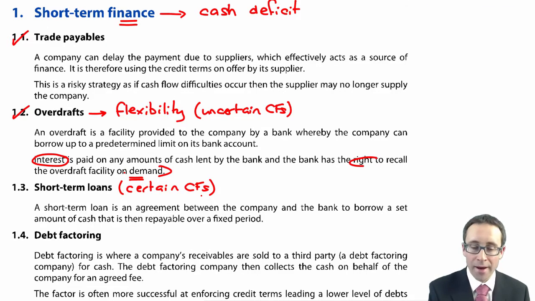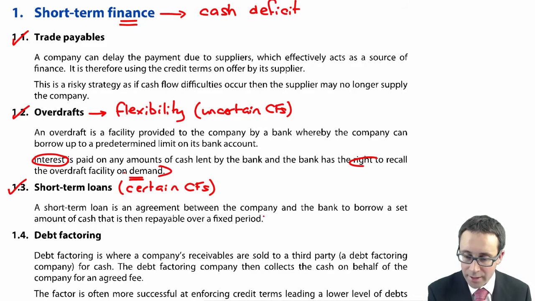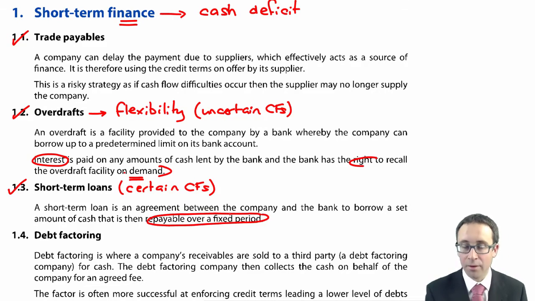If you have more certain cash flows, so you know when the inflows are going to arise, then it may be more beneficial to take out a short-term loan. The reason being there is that your short-term loan is repayable over a fixed period. If you know when you have to pay back that loan, you want to make sure that you have the certainty of the cash inflows coming in to be able to pay off that loan. If you have uncertain cash flows, you may not then have the cash to be able to pay off the loan as and when it is required.